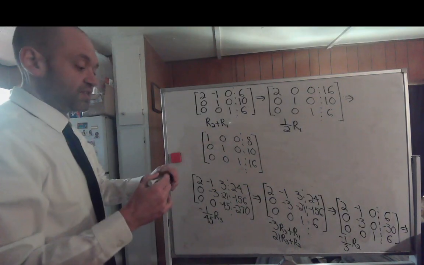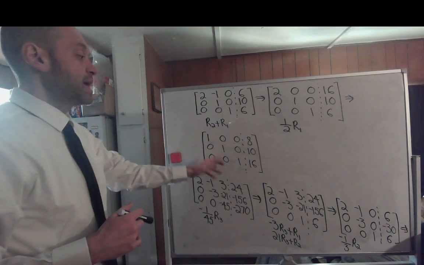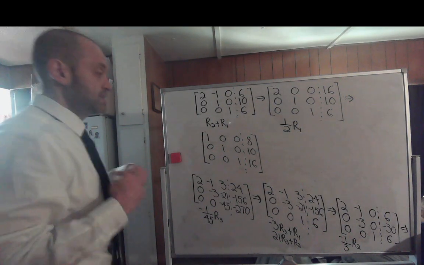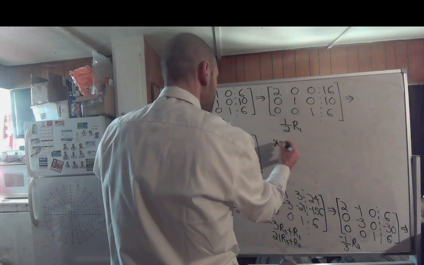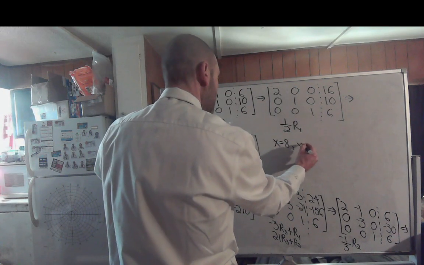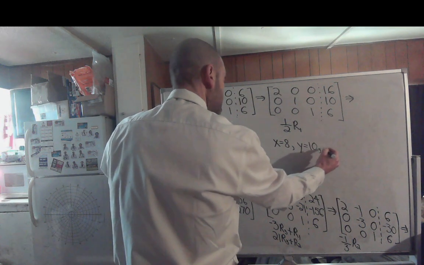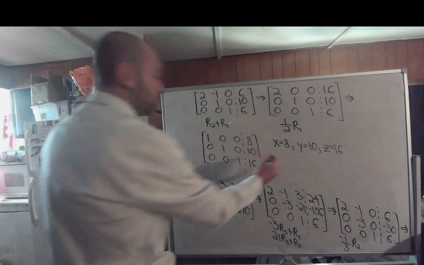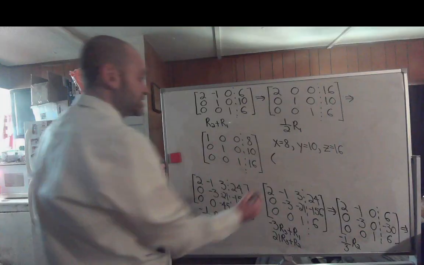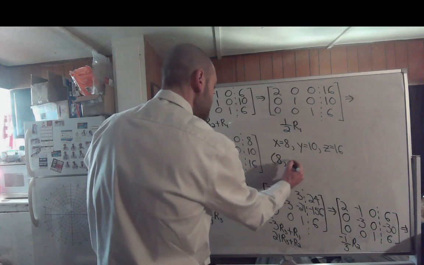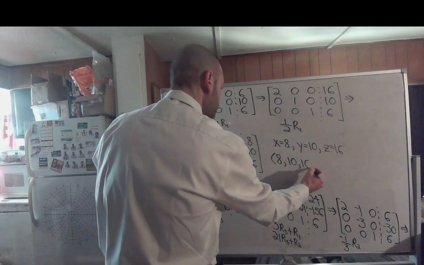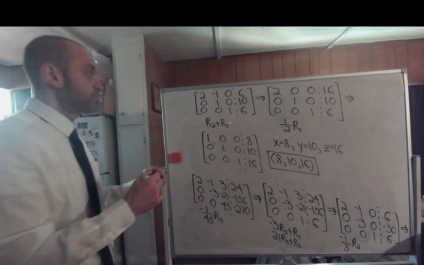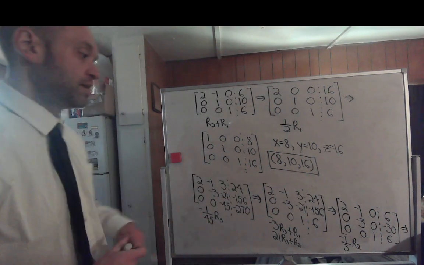Now I have this in reduced row echelon form. I can get the direct values of x, y, and z, where x equals 8, y equals 10, and z equals 16. So the ordered triple, the solution to this system, is going to be 8, 10, 16. So there's the solution, the ordered triple, 8, 10, and 16.